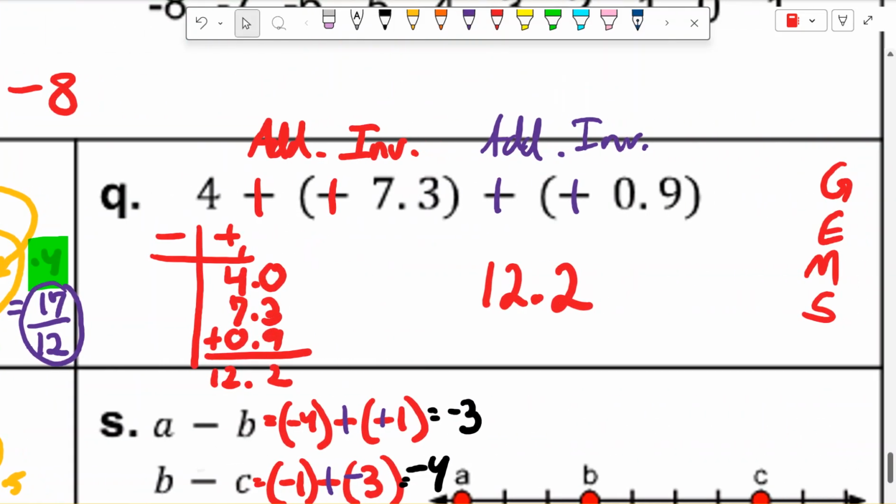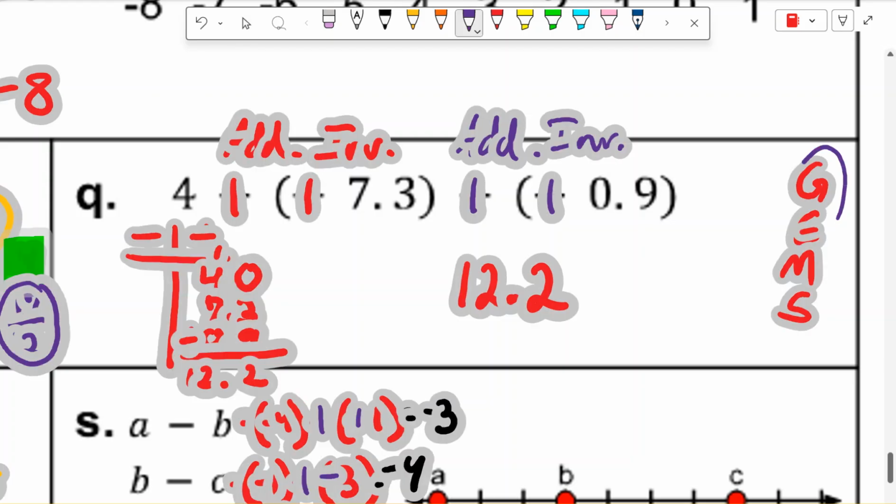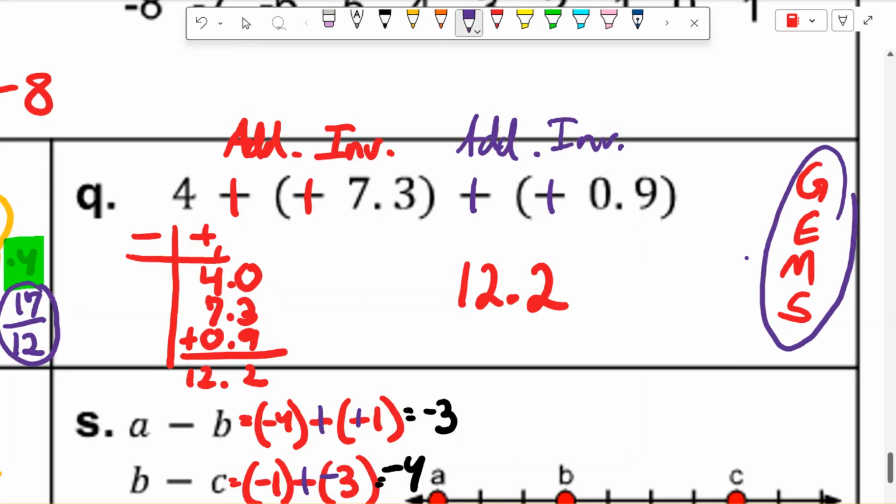Sliding over to Q. We got a couple things going on here, so I brought out gems. Okay, we have a subtraction sign right here, so I use the additive inverse on it. And then I saw another subtraction down here, so I used another additive inverse on that one. And that just made a hard problem into a super easy problem. It's all addition. So in my T-chart, I stacked them all up, and I paid attention to 4 having no decimal point, so I know the decimal point is behind it, right here, and I added a 0. And then I lined up my decimal points and added them straight down and came up with 12 and 2/10.